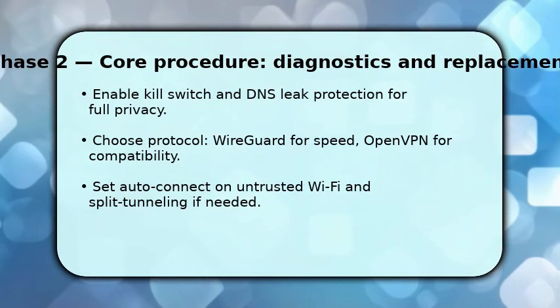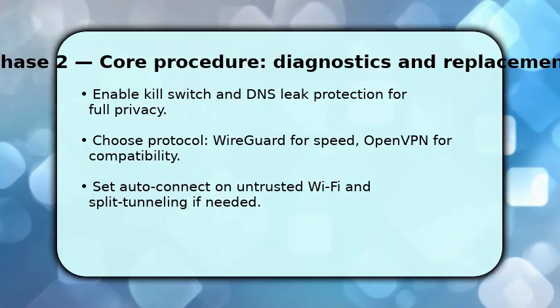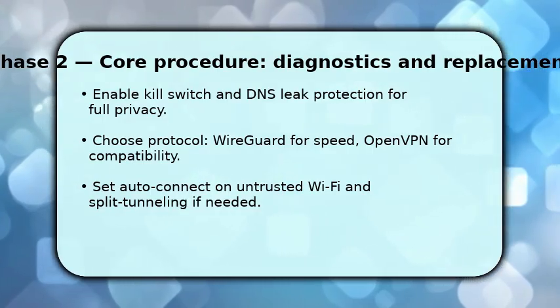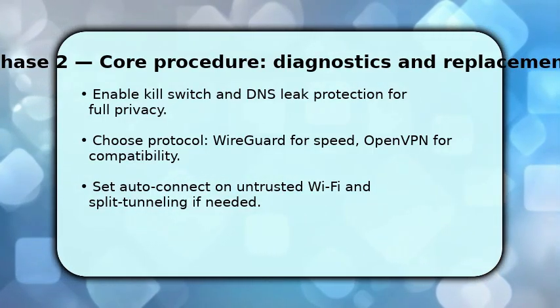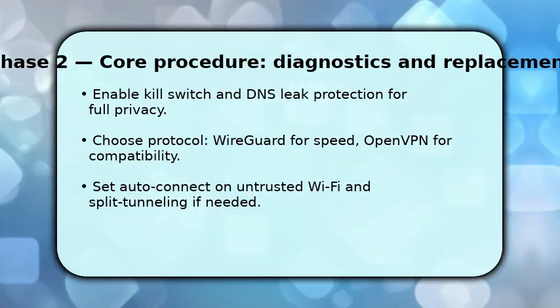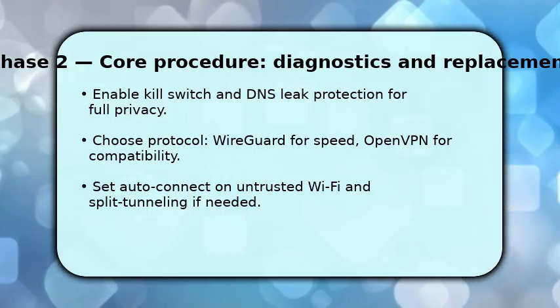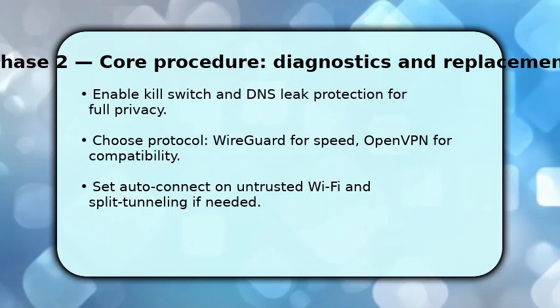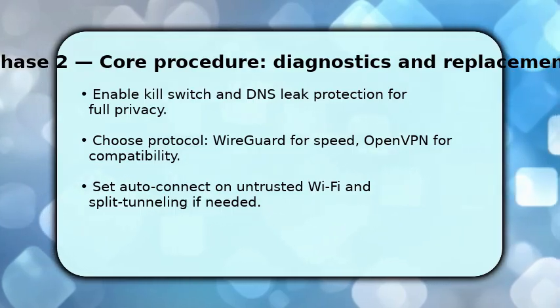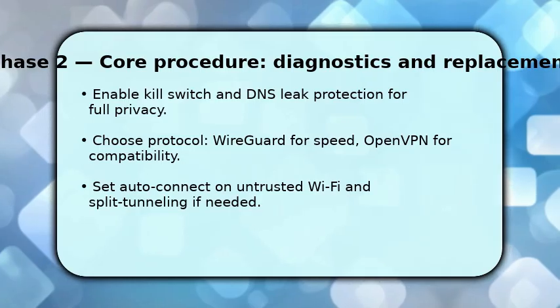Once connected, open the VPN app settings to tighten security and performance. Turn on the kill switch and DNS leak protection so Chrome won't leak your IP if the VPN drops. Then choose a protocol. WireGuard often gives better speed, whereas OpenVPN can be more compatible with certain networks.